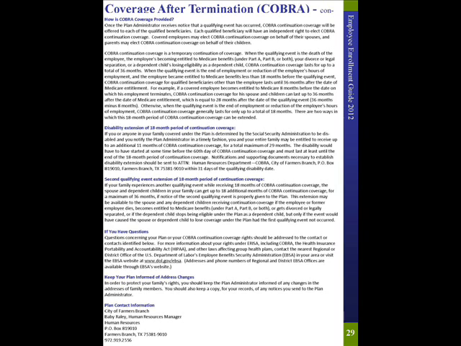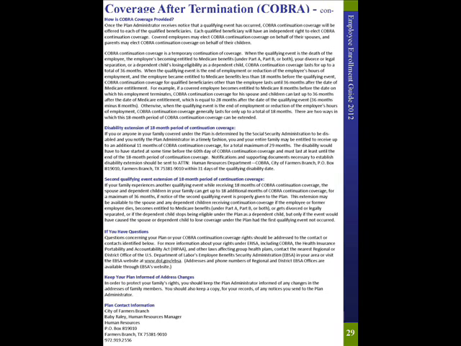Disability extension of 18-month period of continuation coverage. If you and anyone in your family covered under the plan is determined by the Social Security Administration to be disabled and you notify the plan administrator in a timely fashion, you and your entire family may be entitled to receive up to an additional 11 months of COBRA continuation coverage for a total maximum of 29 months. The disability would have to have started at some time before the 60th day of COBRA continuation coverage and must last at least until the end of the 18th month period of continuation coverage.